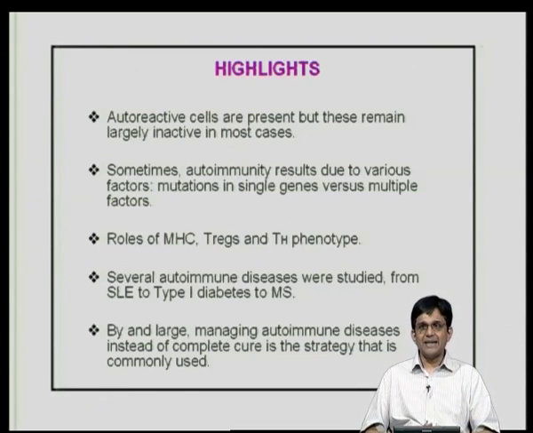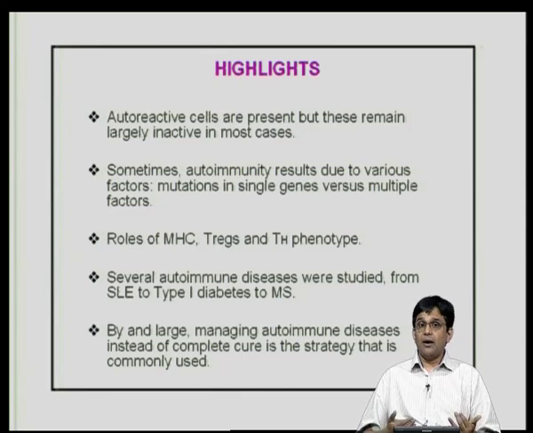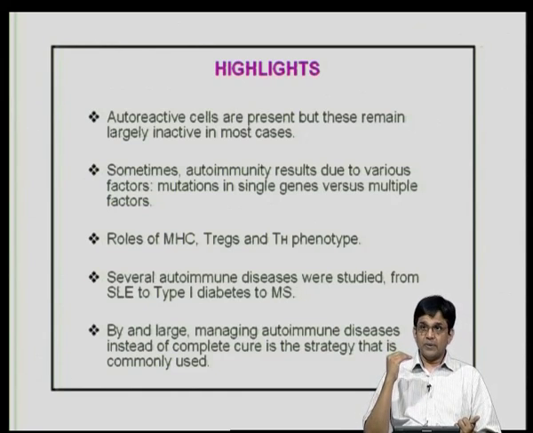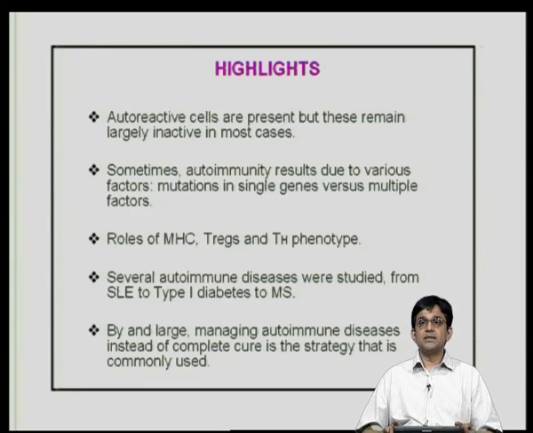So, for example, in SLE, the major diagnostic feature is your generation of antibodies against nuclear antigens, whereas in type 1 diabetes you have destruction of the pancreatic beta cells, and in case of multiple sclerosis you have primarily a T cell response that recognizes myelin basic protein, and that causes lesions or plaques in the brain and spinal cord. And so, there are different ways to diagnose these autoimmune diseases.